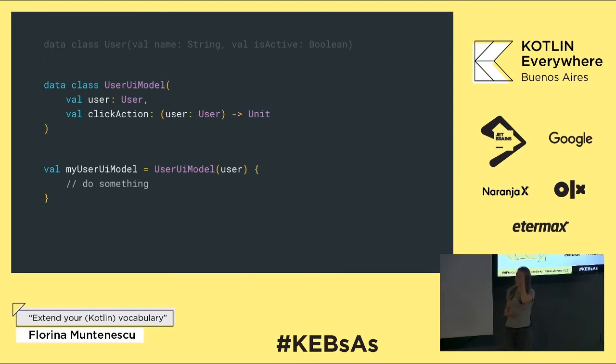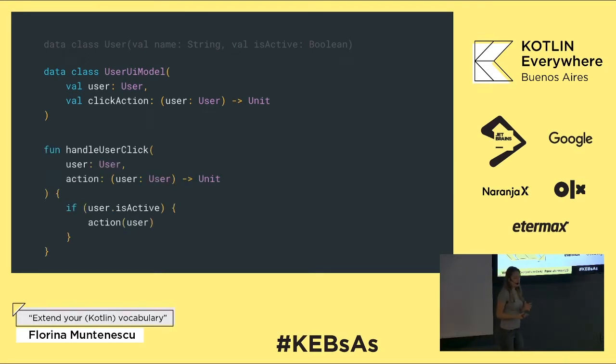So this means that instead of implementing our listener, we can just pass a function to our data class. So we're just passing that click action that gets the user as a parameter. And then when we're constructing the user UI model, we can just pass the action as a lambda.